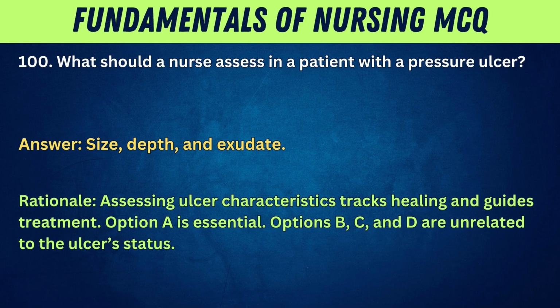Rationale: assessing ulcer characteristics tracks healing and guides treatment. Option A is essential. Options B, C, and D are unrelated to the ulcer's status.